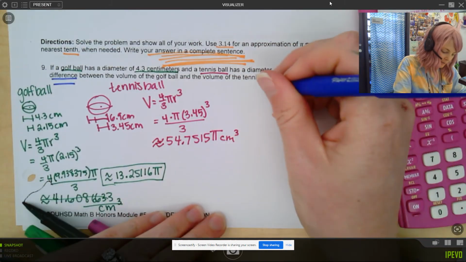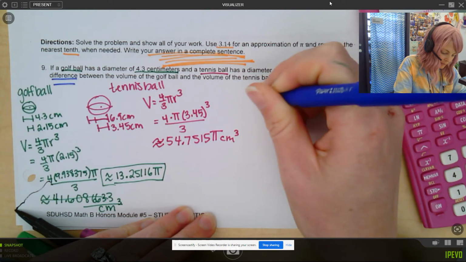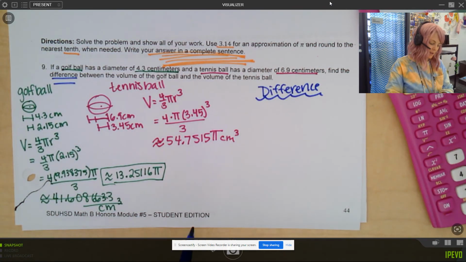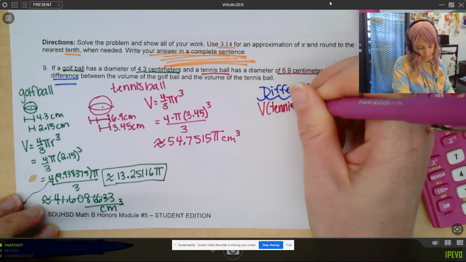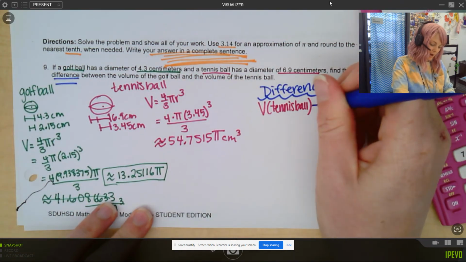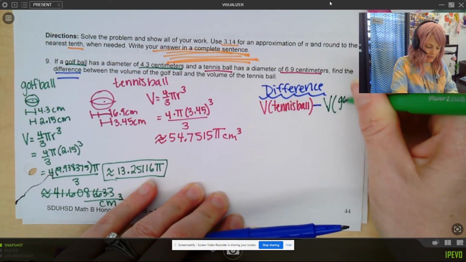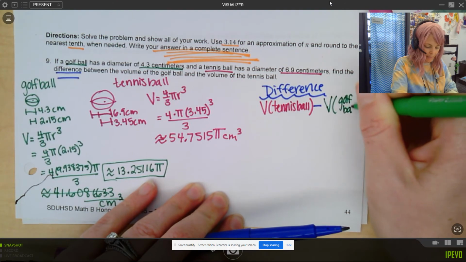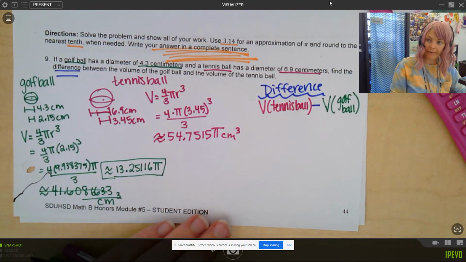Okay, so now they asked us to find the difference. When I am looking for the difference, remember, we are going to take the volume of the tennis ball and subtract the volume of the golf ball. And I know it's like, why am I writing this down, Miss Barr? Well, it's easy to mix up the numbers, right? So it's really helpful to give yourself a problem-solving plan.